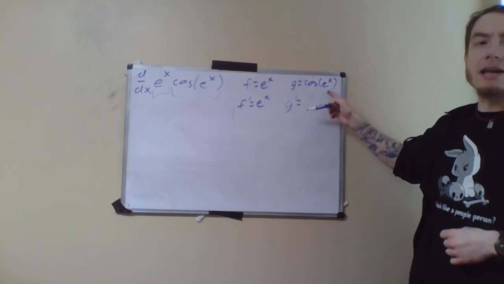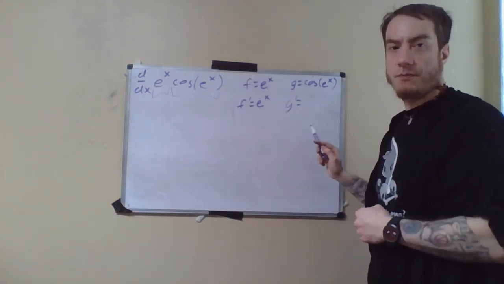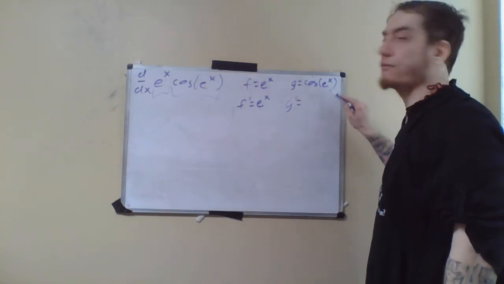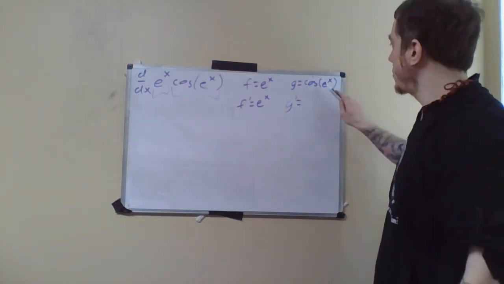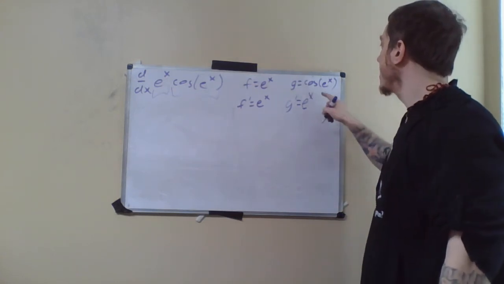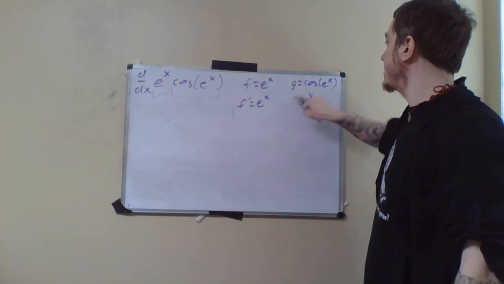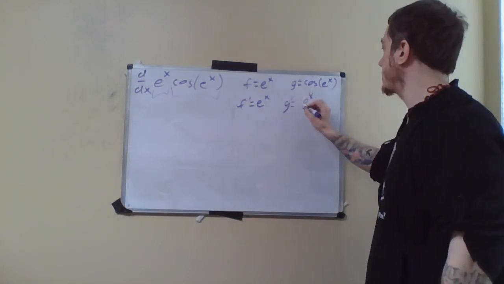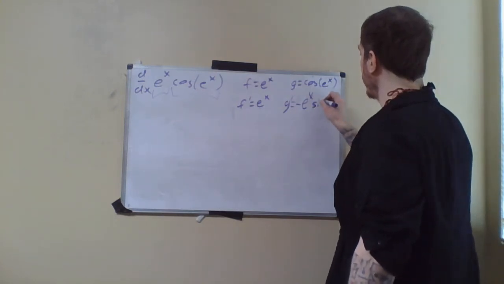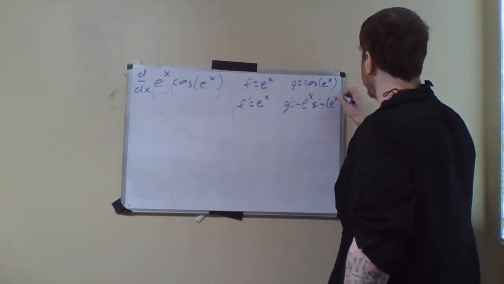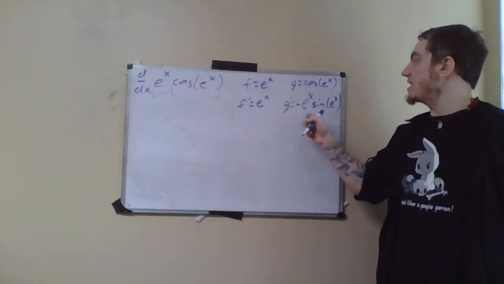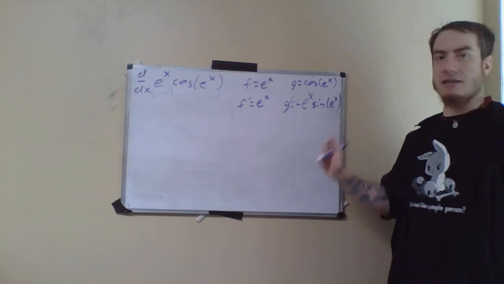Well, I need to apply the chain rule. So in this case, the outer function is cosine and the inner function is e to the x. The derivative of that inner function is still going to be e to the x. The derivative of the outer function is negative sine. Let me give myself a bit more space. So that picks up a negative sign. And then we have sine composed with the original function inside, which was e to the x. So we get negative e to the x times the sine of e to the x.